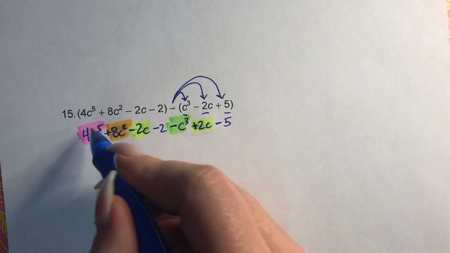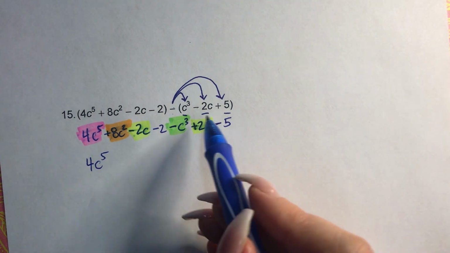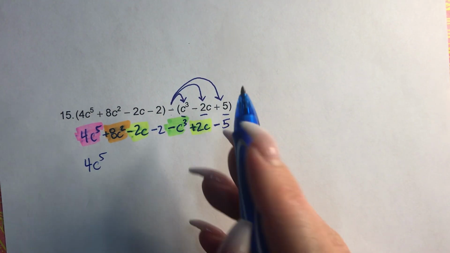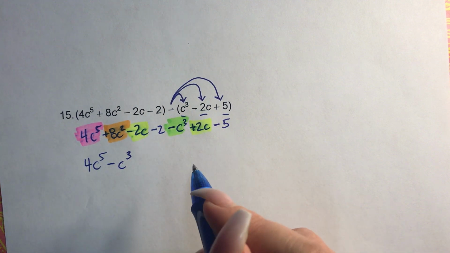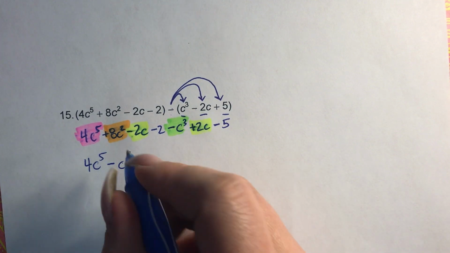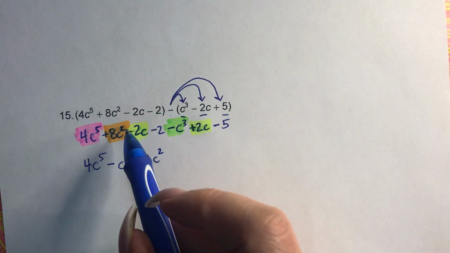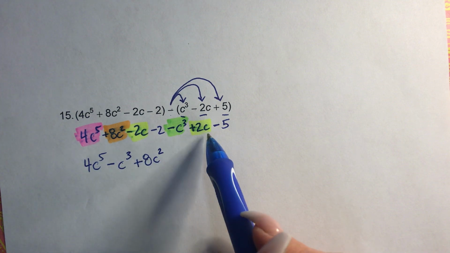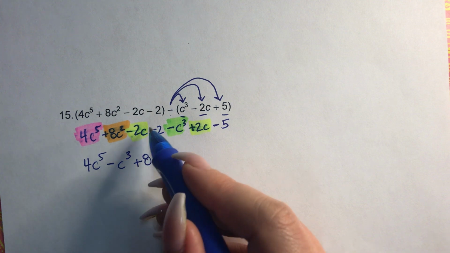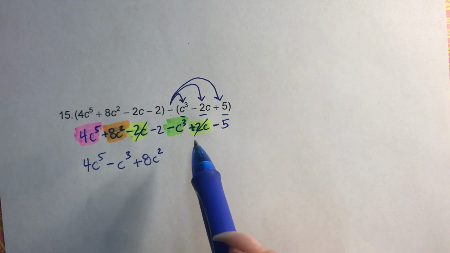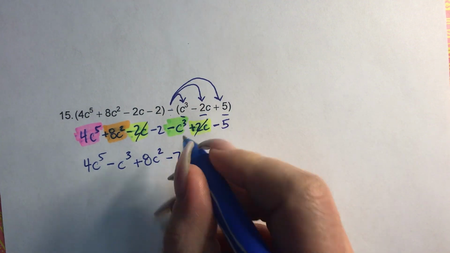And then we just combine like terms. So right here, we're just going to write that 4c to the 5th power, and then we do the next one, which would be the 3rd power. There's nothing to combine, so we just write negative c cubed, and then degree 2, there's nothing to combine that with, so we just write it. And then we go to the 1st power, which is a negative 2c and a positive 2c. Negative 2 plus 2 is 0. So those kind of just cancel each other out. And so we're just left with the constant, negative 2 minus 5, which is negative 7.